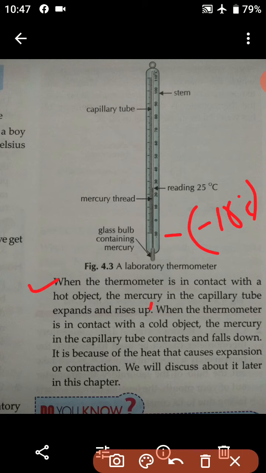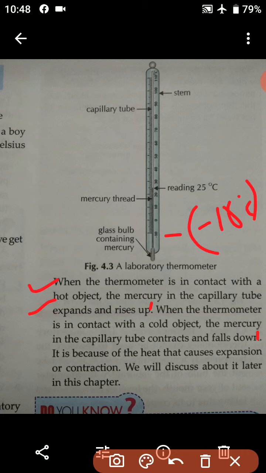It will rise up. Okay. So when the thermometer is in contact with a cold object, the mercury in the capillary tube contracts and falls down. Similarly, whenever the thermometer comes in contact with a cold object, the mercury that is present in the capillary tube will contract and then fall down. It is because of the heat that causes expansion or contraction.